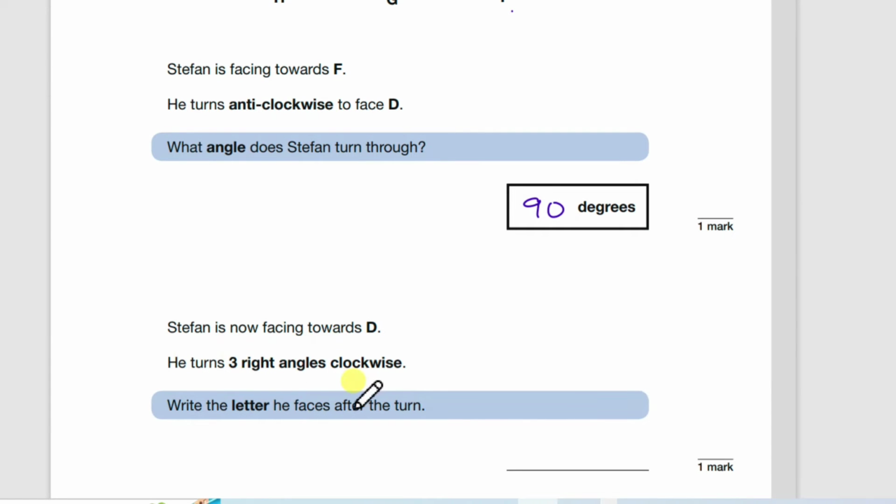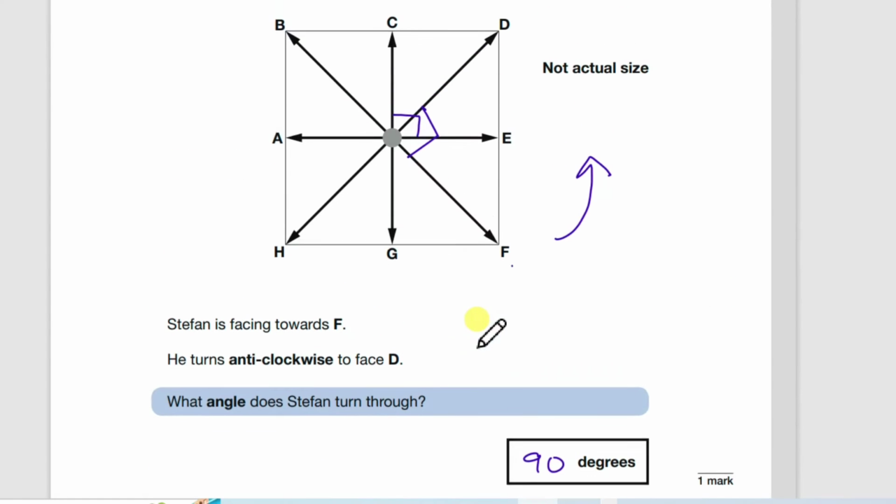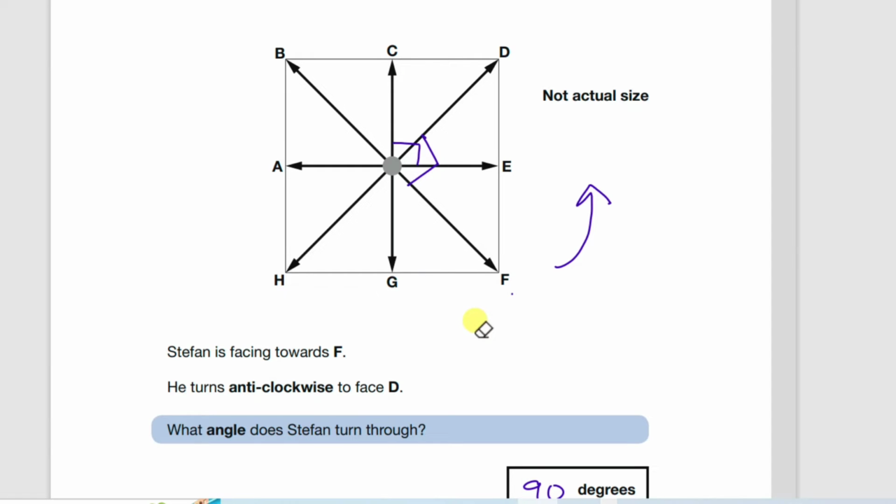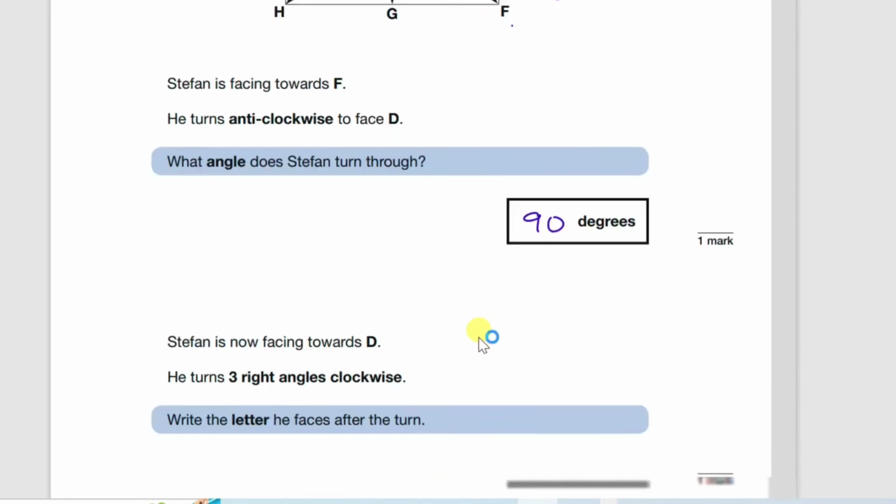He turns 3 right angles clockwise. Write the letter he faces after the turn. So 3 right angles. Okay, not 3 turns, 3 right angles. So this is one right angle. This is another right angle. And this is another right angle. So this means he must be landing on B.